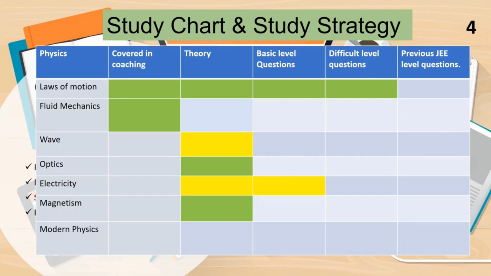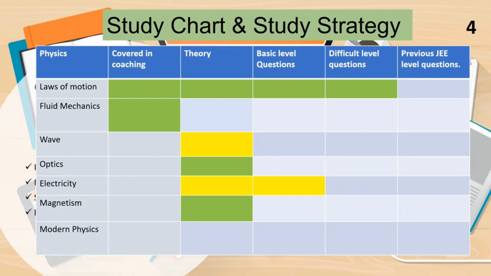For example, here laws of motion, I have marked covered in coaching class as green because it was covered in coaching class, and then theory, basic level questions, and JEE level questions, difficult level questions are also green because I have good confidence in it. In fluid mechanics, even though it was covered in class, I have not done the rest of the things for this particular topic, and hence my own preparation is weak here.